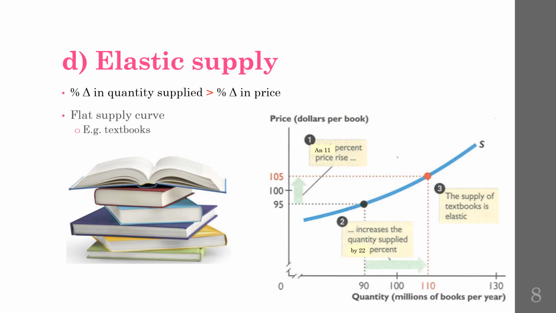Elastic supply happens when the quantity supplied is very sensitive to the product price change. This leads to a price elasticity of supply greater than 1. The supply of textbooks is elastic because producers can easily adjust the quantity of textbooks printed in response to price change.